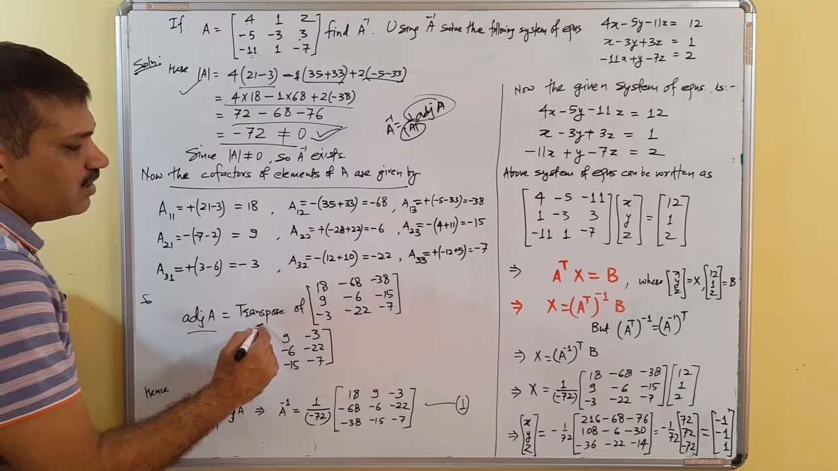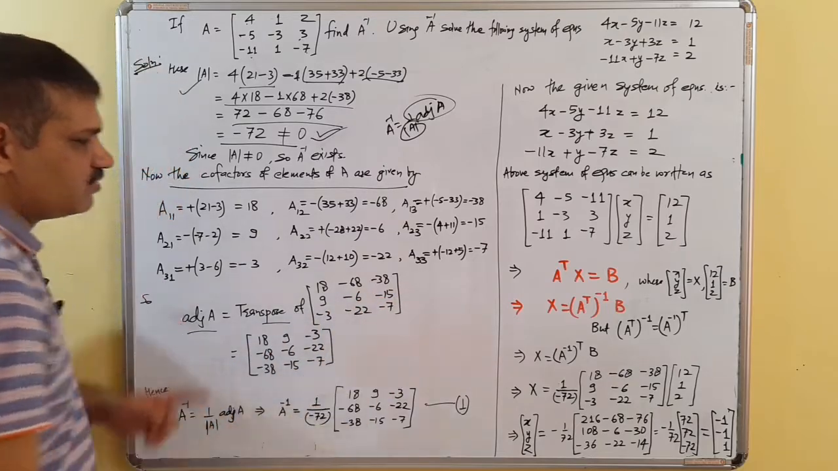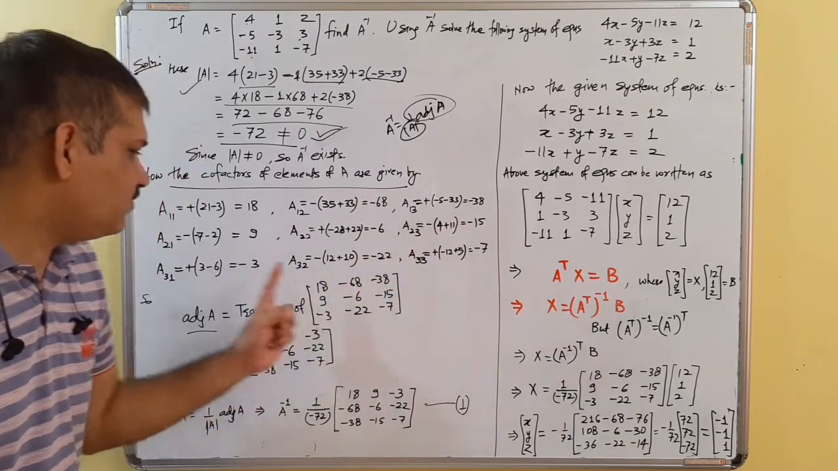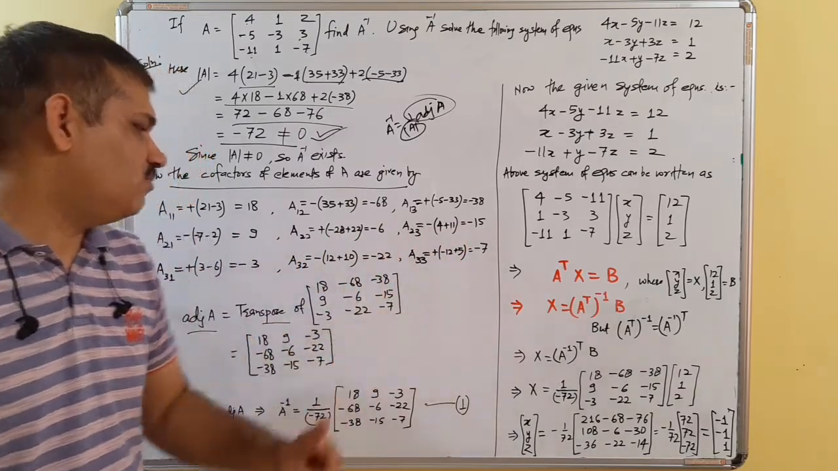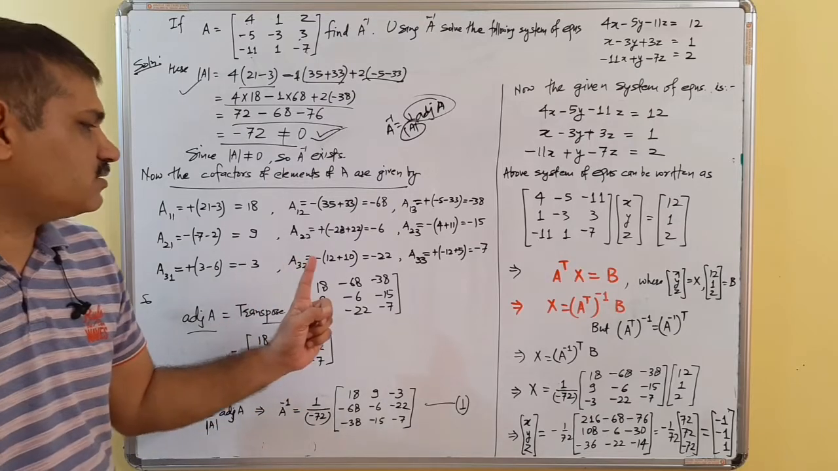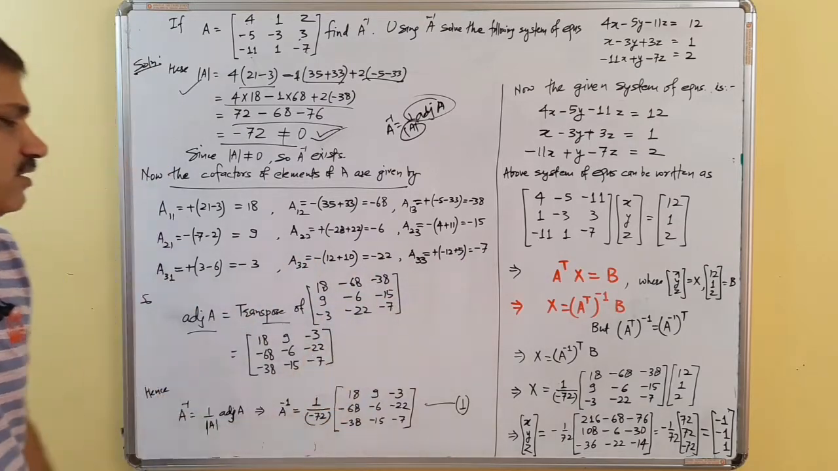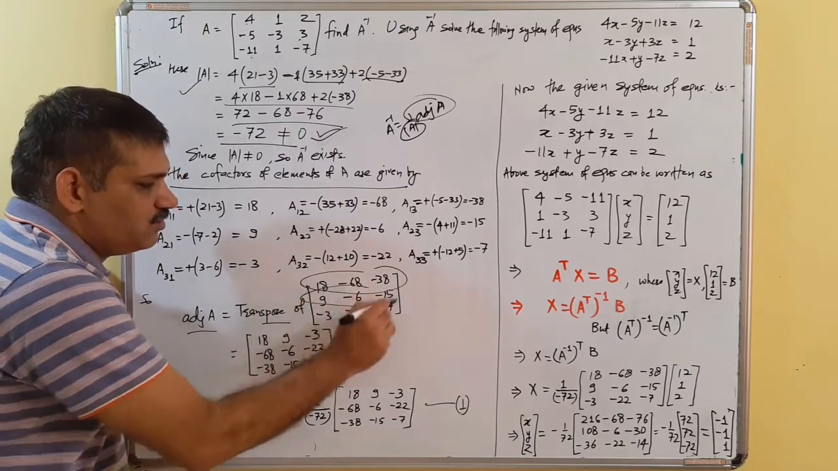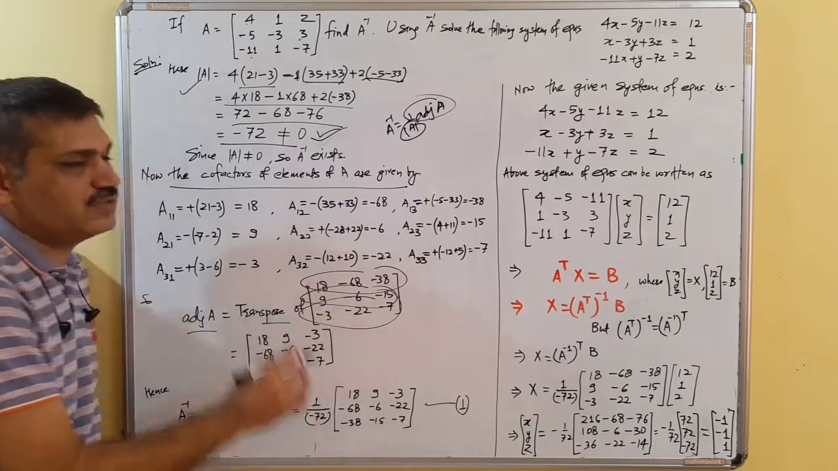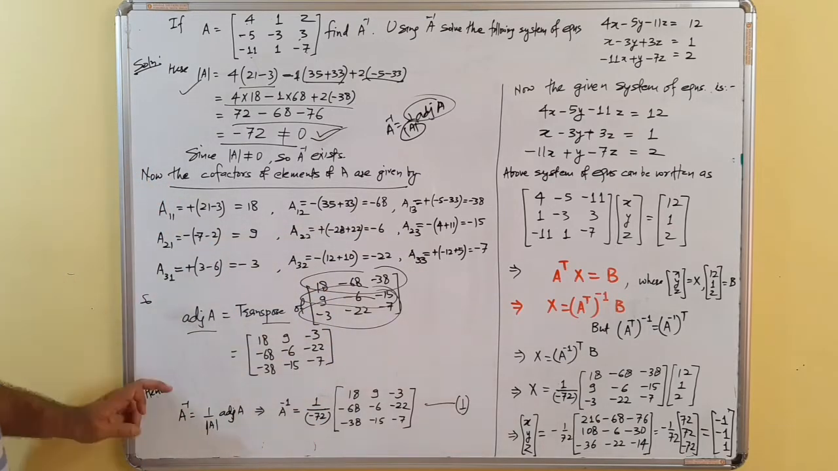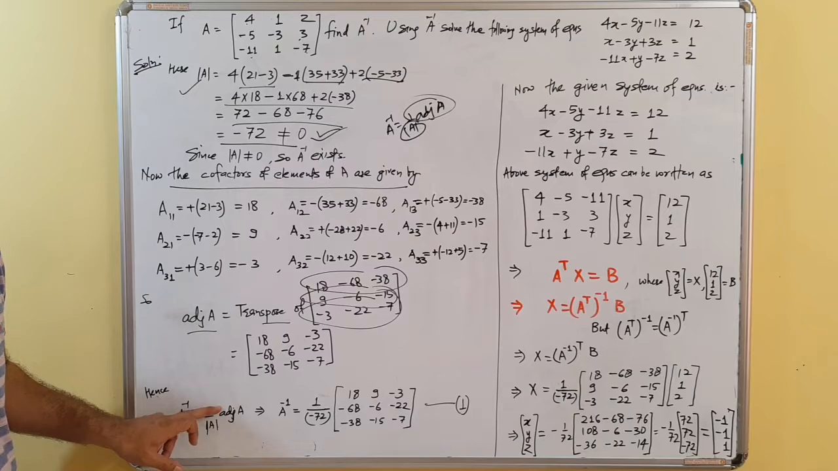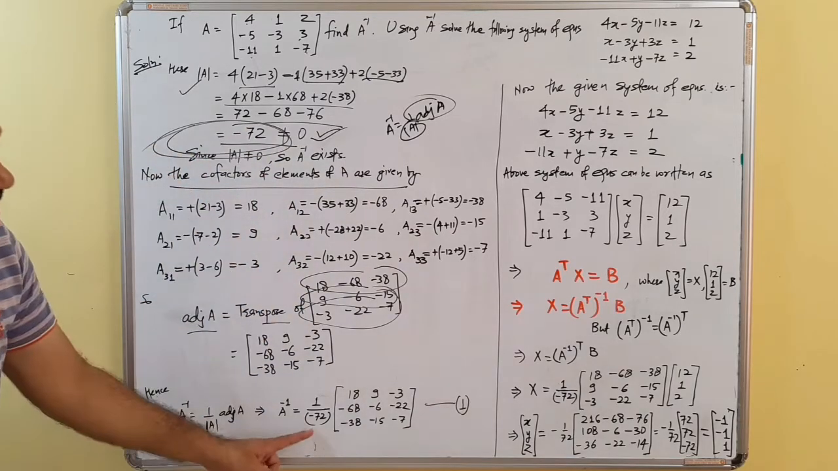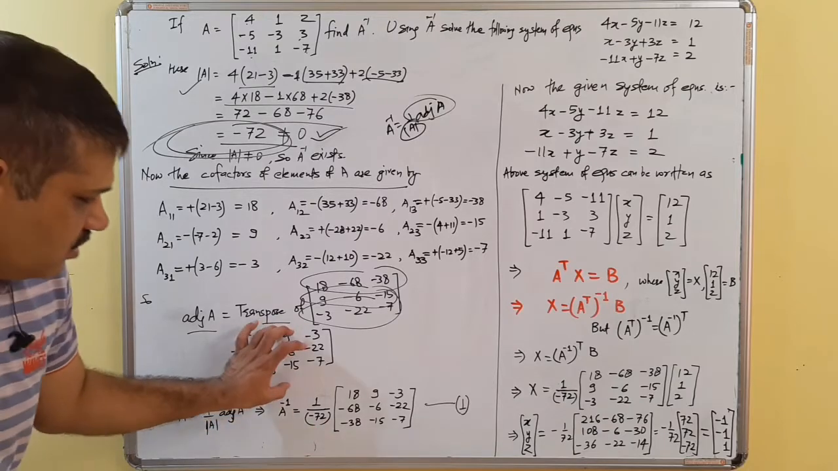Now adjoint A is the transpose of cofactor matrix. Cofactor matrix is 18, minus 68, minus 38, 9, minus 6, minus 15, minus 3, minus 22, minus 7, minus 3, minus 27, minus 7. Now on taking transpose, the first row becomes the first column, second row becomes the second column, and the third row becomes the third column. Now A inverse is 1 upon determinant A times of adjoint A. The determinant A is here minus 72, and adjoint A is here, this, we copy.